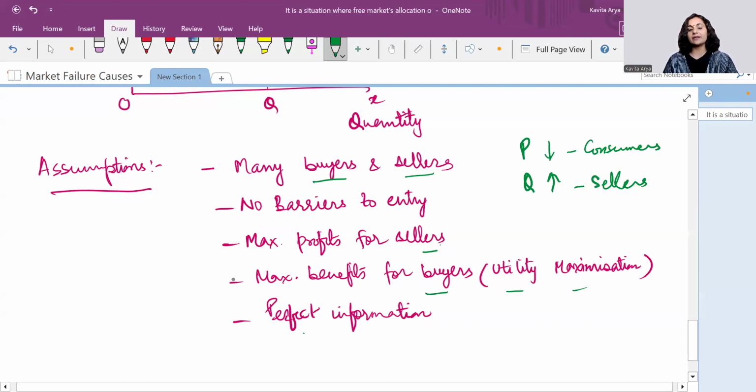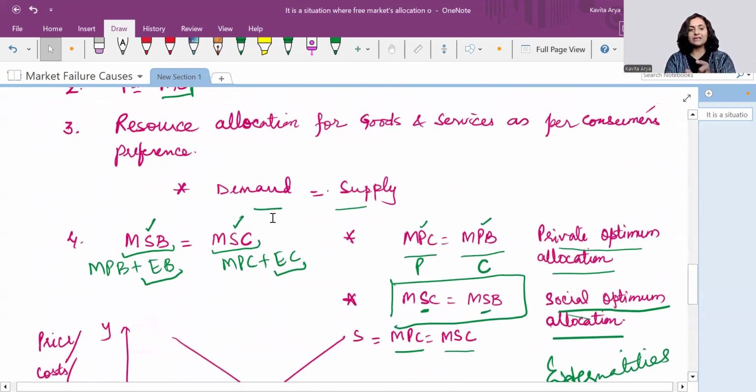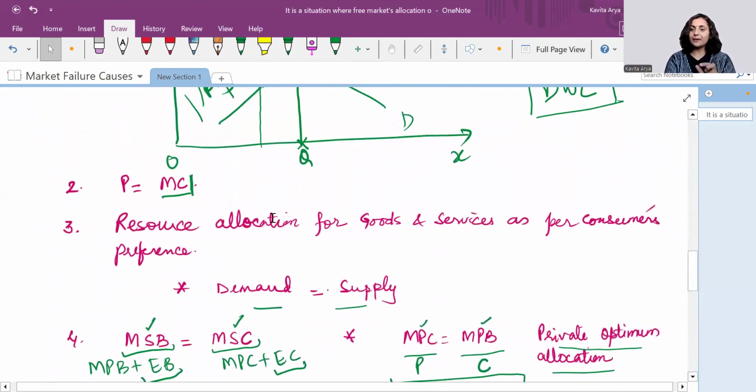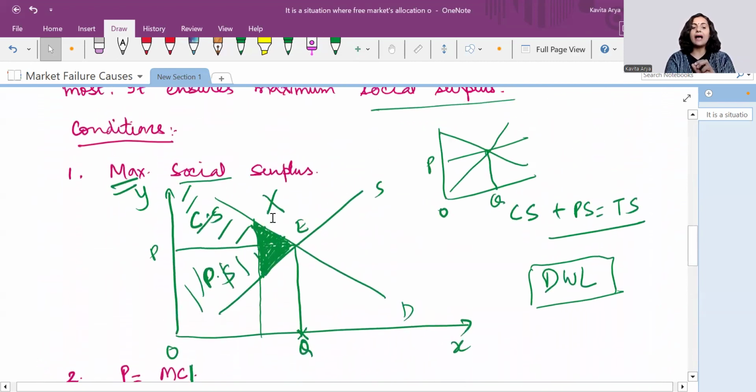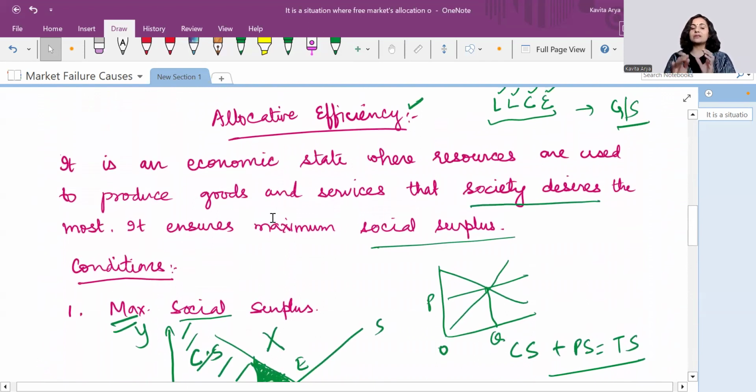And there is perfect information. There is no information failure. There is no information asymmetry in this situation. So any such market allocation which fulfills all these conditions, right, of MSB equal to MSC, demand equal to supply, price equal to MC, and maximum social surplus, such a state or such a situation is called allocative efficiency and social optimum output.